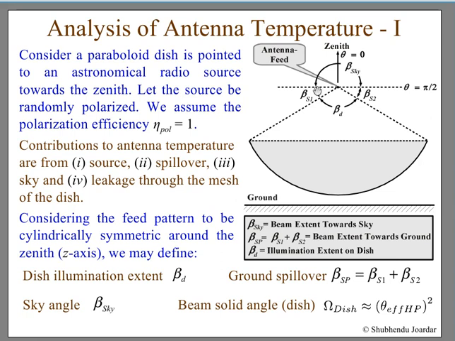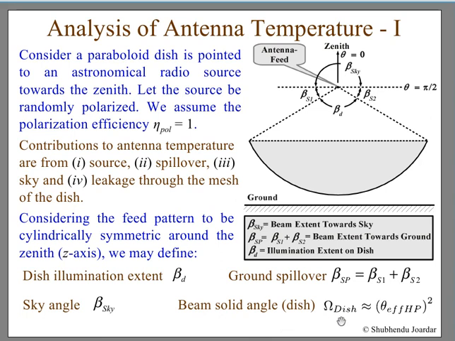So if I take this angle and multiply it by 2 pi, I will get a solid angle, because I know that this angle is the same everywhere around this z axis. So the definitions are okay. Dish illumination extent is beta D. This is the illumination extent. Ground spillover is beta S1 plus beta S2. Then the sky angle is beta sky. This angle is beta sky.